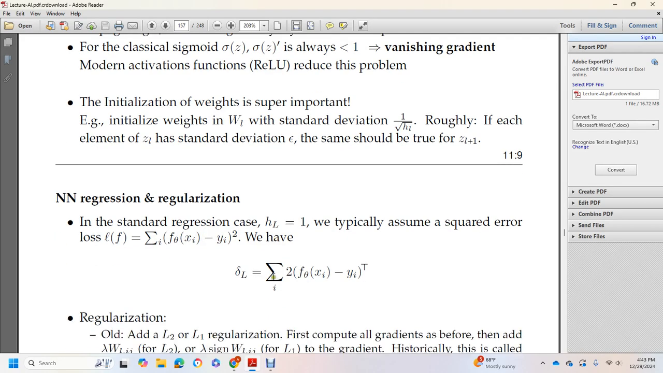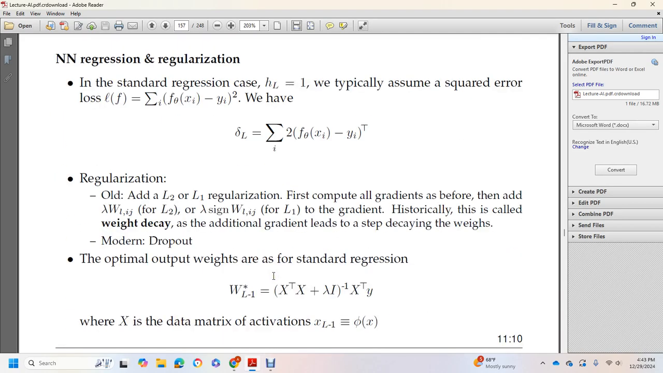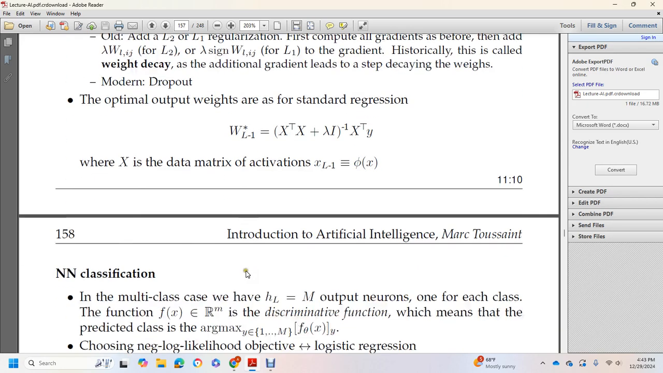Regularization, L2 or L1 regularization, first computes all the gradients from before and adds the regularization gradient. Historically this is called weight decay, since the additional gradient leads to the decaying of the weights. Modern alternative is dropout. These are the optimal weights of the standard regression, where X is the data matrix of activations.